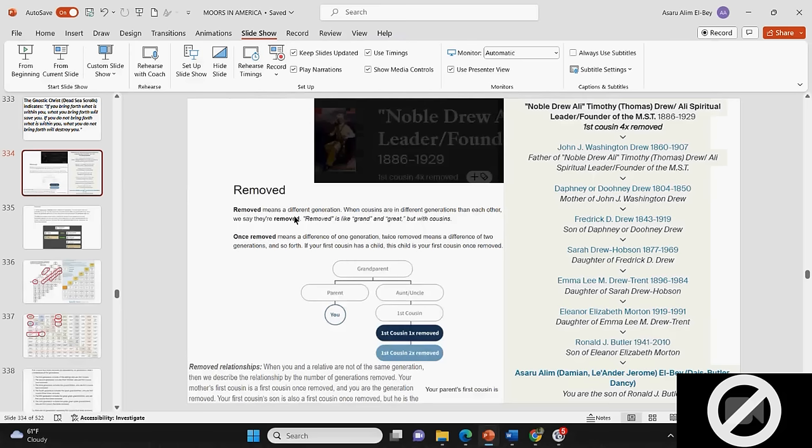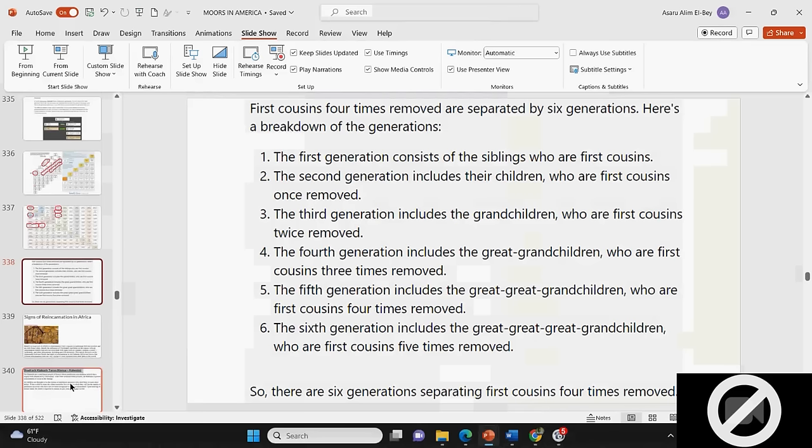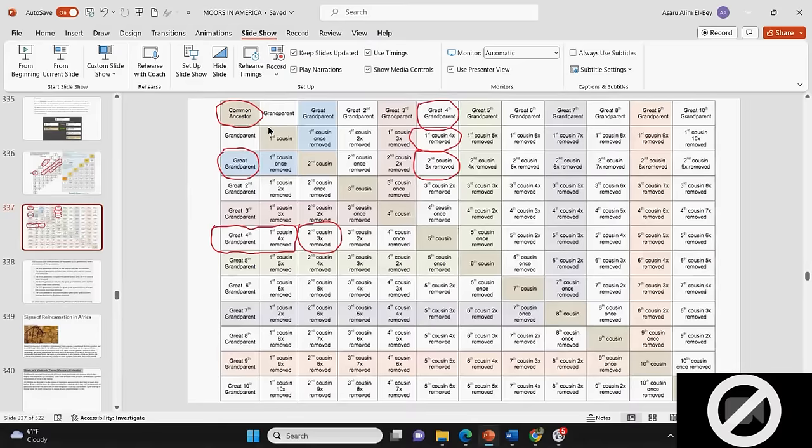Four times removed, if you don't know what that means, removed means different generation. When cousins are in different generations than each other, we say they're removed. Removed is like grand or great, but with cousins. Once removed means a difference of one generation. Twice removed means a difference of two generations, and so forth. And if first cousins have a child, then the child is the first cousin once removed. Okay? So my first cousin's grandchildren are my first cousins twice removed? Right, exactly. Here it is right here.